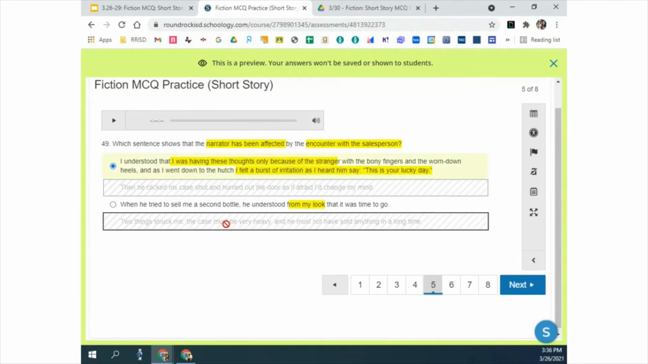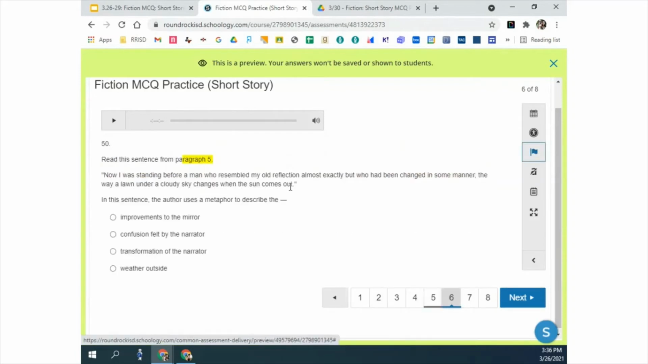Okay. And then for this one, real quick, sentence from paragraph 5. It says the author uses a metaphor. Does anyone know what the metaphor is here in this sentence?